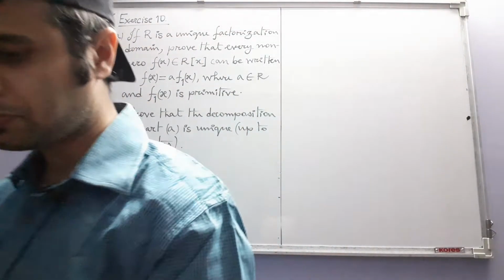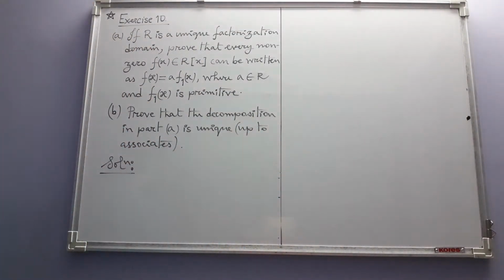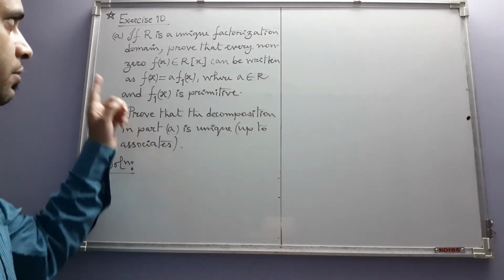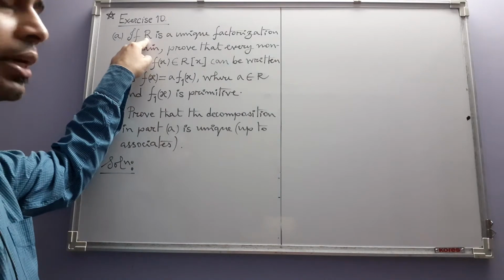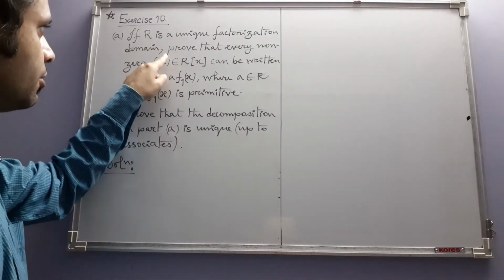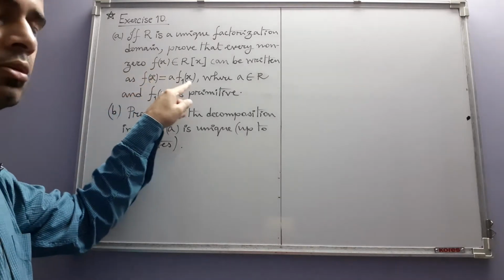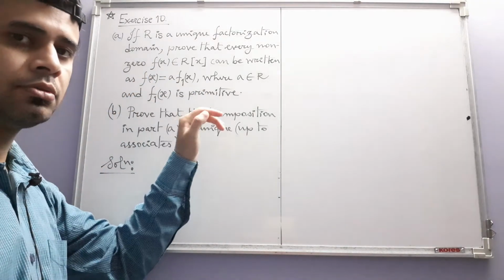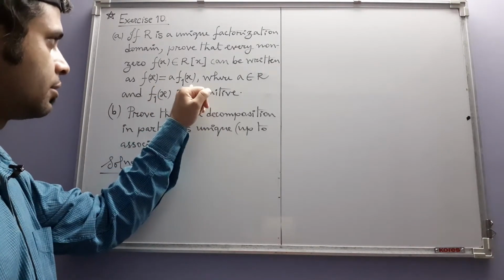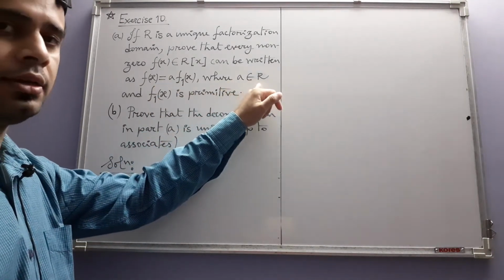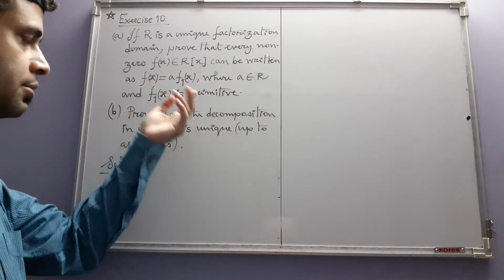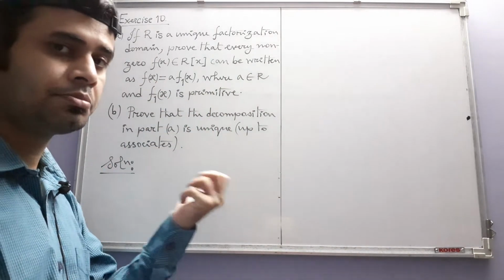Okay, so the next one is exercise 10. It has two parts. In the first part, we are given a unique factorization domain R and a non-zero polynomial f(x) has been chosen over R. We have to prove that such a polynomial can be factorized as a product of an element a in R and another polynomial f1(x) again over R, which is primitive.